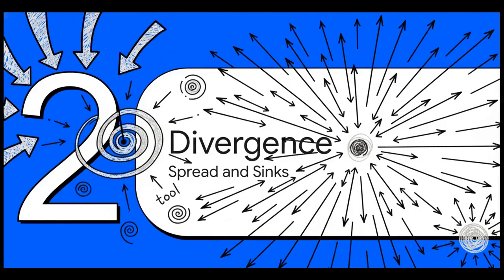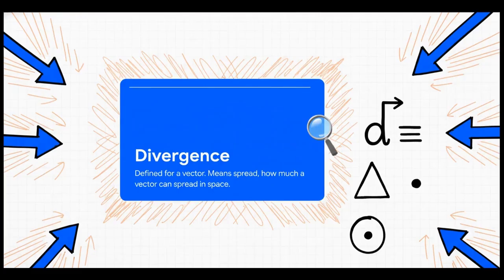Moving right along to Section 2, Divergence, Spread, and Sinks. So we're shifting gears now. We've mastered taking scalars as inputs, and now we need a tool that takes vectors as inputs. And the definition here is quite beautiful. Divergence is defined for a vector, and it literally means spread, as in how much a vector field spreads out in space. If the gradient was all about the slope, divergence is all about the flow.